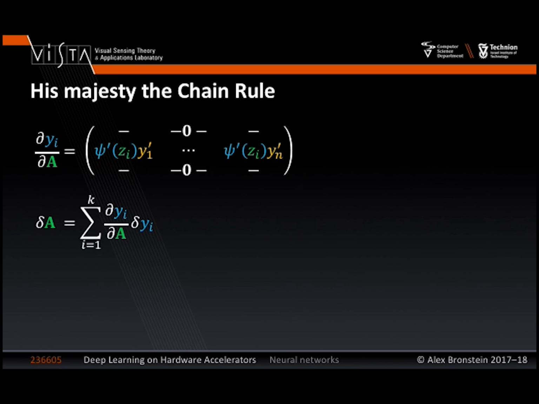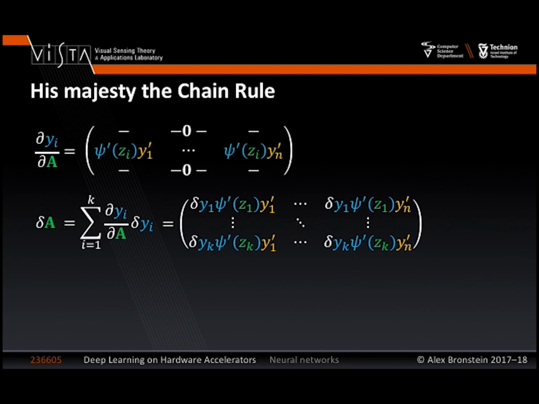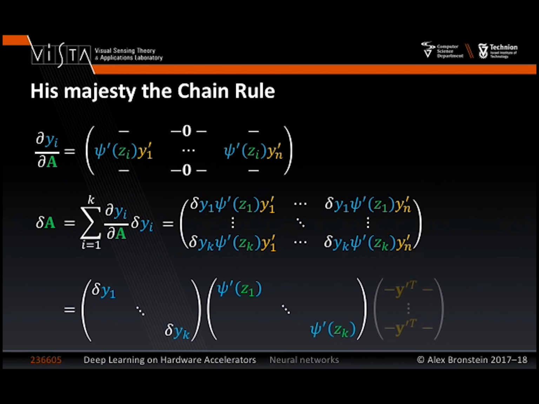Now I can write delta A, which I remind you is the derivative of the loss with respect to A. I just substitute this expression that I obtained, and I get this expression. I just multiplied by delta yi, which I can write compactly as the diagonal matrix formed from delta y times the diagonal matrix formed from the pointwise derivative of psi, times the matrix with rows formed from y prime converted into a row vector.